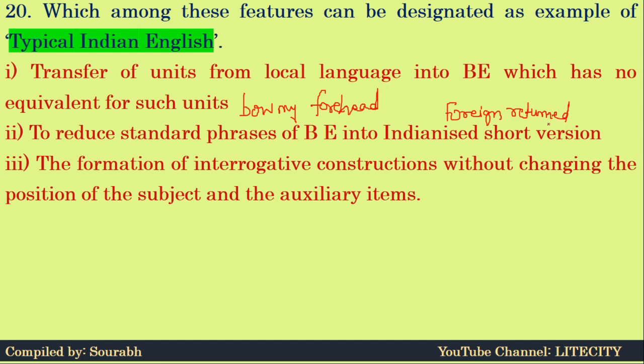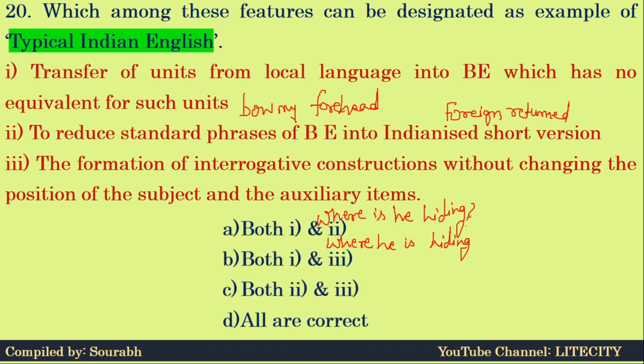and the formation of interrogative constructions without changing the position of the subject and the auxiliary items. So instead of where is he hiding, which is the correct structure, where he is hiding. The options are both first and second, first and third, second and third, or all are correct. Obviously, all these are features of typical Indian Englishes.